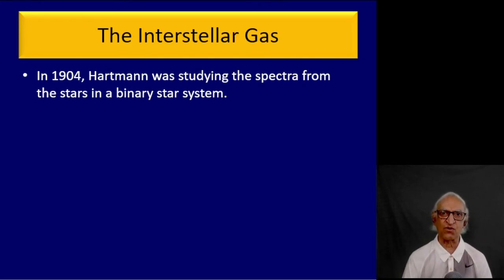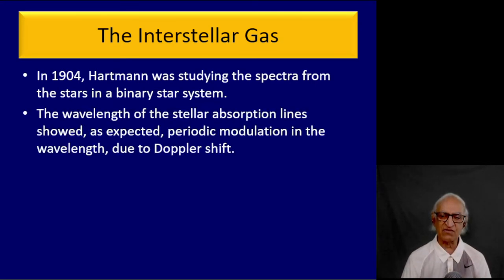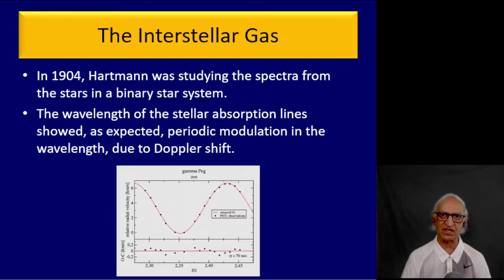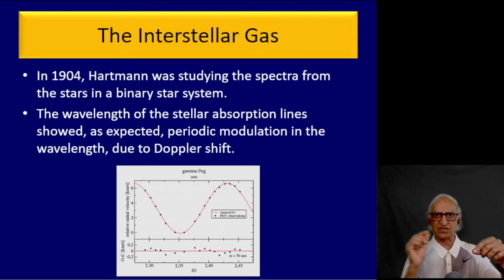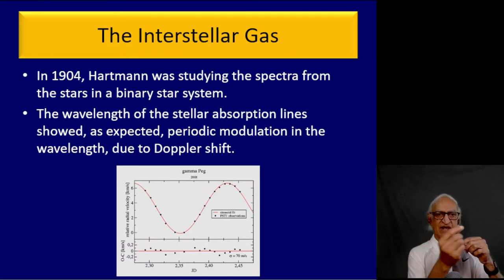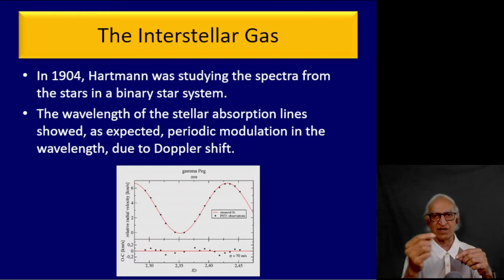In 1904, the Argentinian astronomer Hartmann was studying the spectra from stars in a binary system, two stars going around a common center of mass. Now, the wavelength of the stellar absorption lines showed, as expected, periodic modulation in the wavelength due to Doppler shift. Why is that? As the star is approaching us, the wavelength emitted will be blue shifted, and as it is going away from us, it will be red shifted.